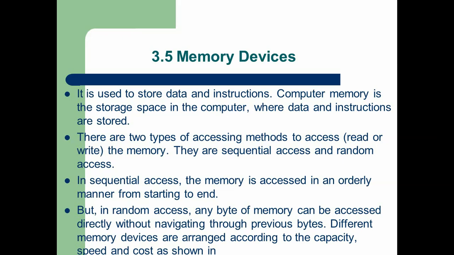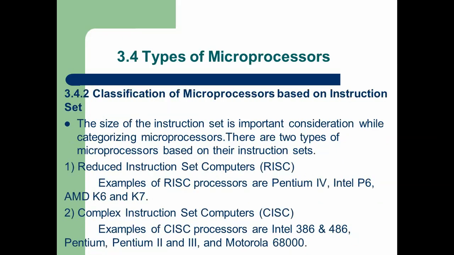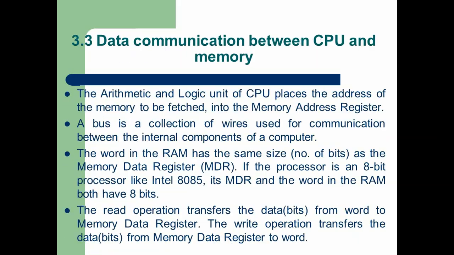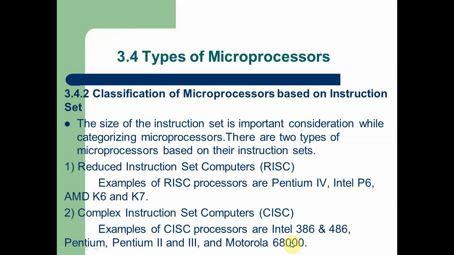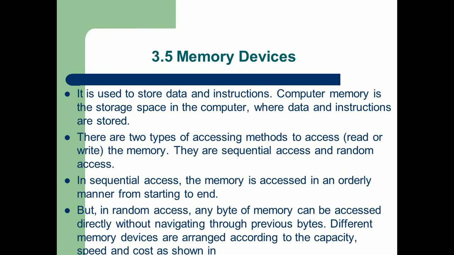Read and write are the operations of the memory. In memory, we can either read or write the data. Reading means transferring data, which we already discussed in the previous topic. Read operation transfers data from word to MDR. Write operation transfers the data from MDR to word. These are the two important operations executed in memory. The two accessing methods are sequential access and random access.